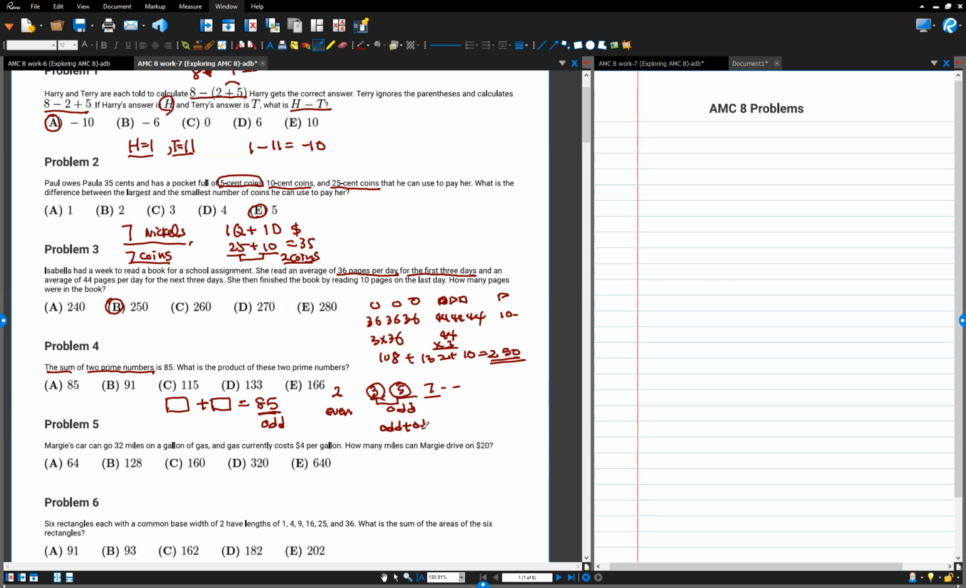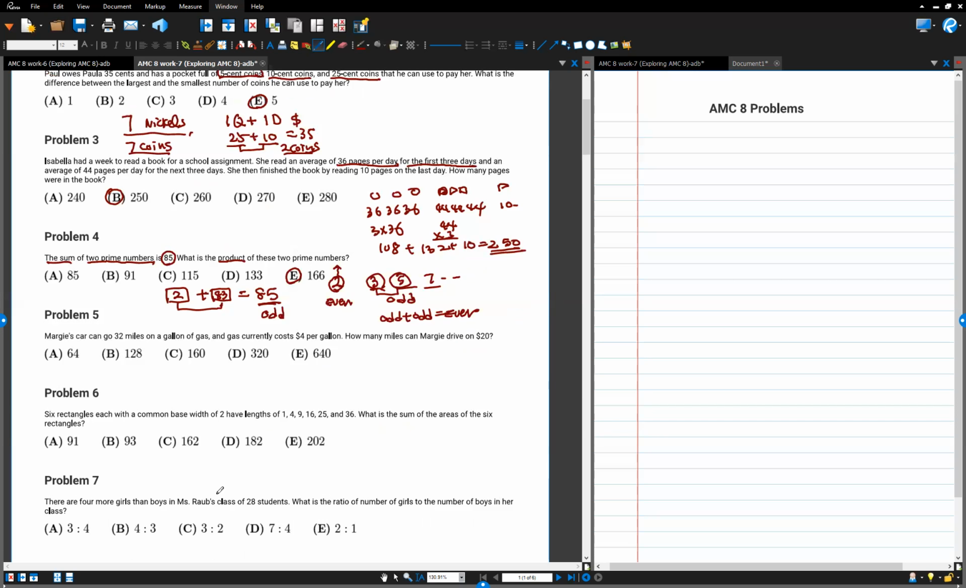Odd plus odd is always even. But this is an odd number, 85. That means one of the numbers should be the even prime number. 2 is the only even prime number, and the other one is an odd number, okay? So this one should be 2, and the other number is 83. We know that 83 is a prime number, okay? Now product means multiply these numbers: 2 times 83 equals 166, okay? Excellent. Very good. Try number 5 now.